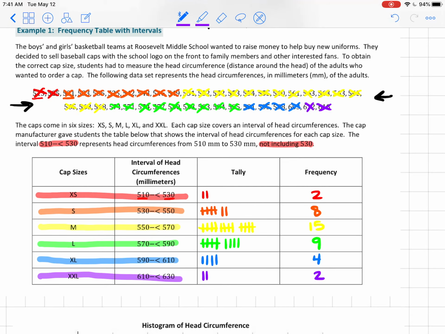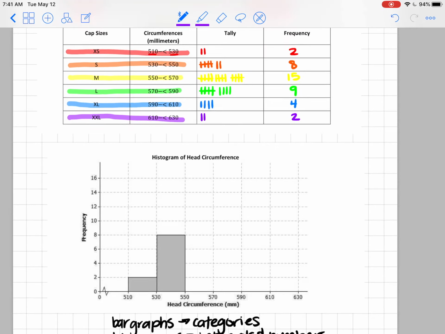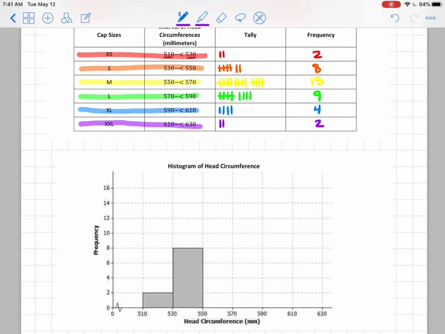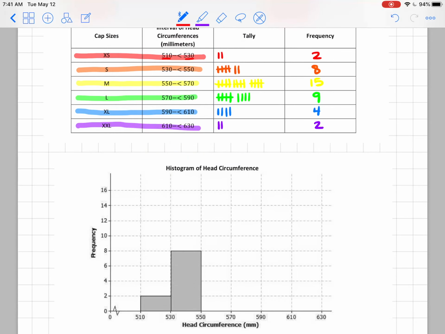So now that we have this frequency table built out, we can actually go ahead and put it on our histogram. And actually the first 2 bars have already been made for us. So this right here from 510 to 530 is that extra small, and we can see that the bar already goes up to 2 and is shaded in.